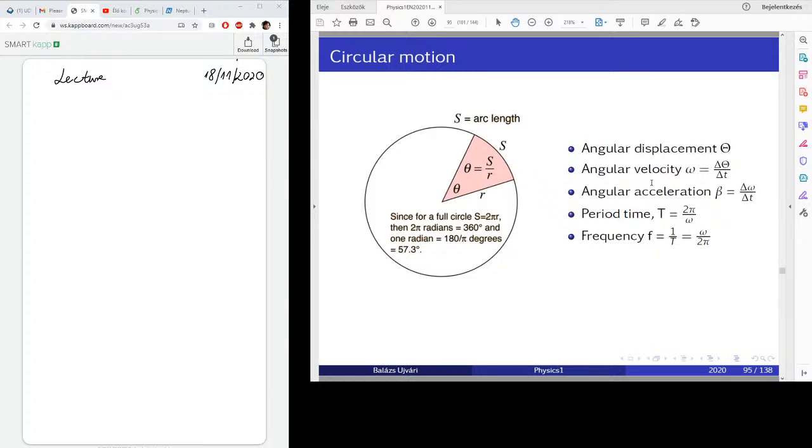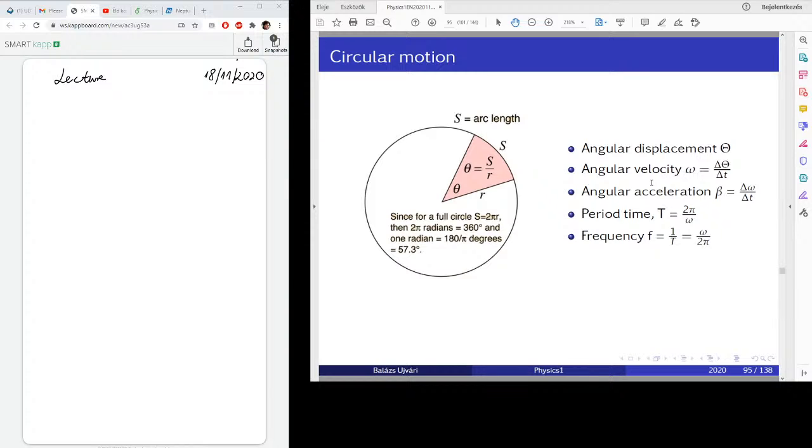Let's go further. We know the angular velocity and how it depends on time. We can calculate the angular acceleration by differentiating the omega, which gives pi, and its unit is 1 over s squared.